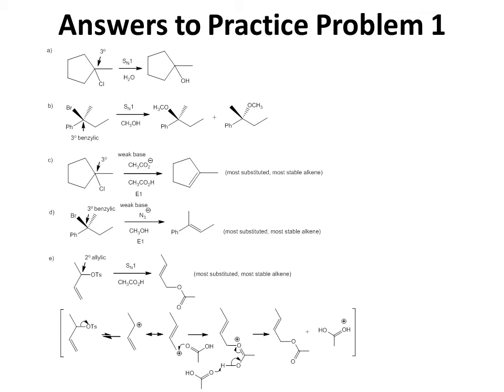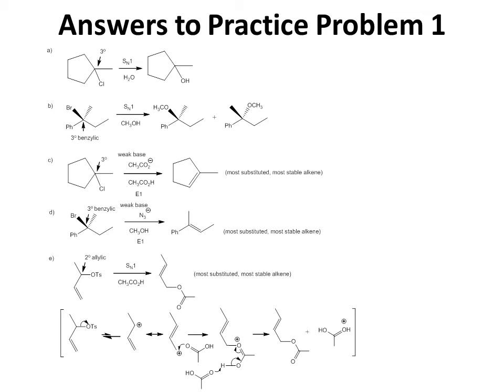Part E, we have a secondary allylic carbocation that can be formed. Tosylate is our leaving group. Our protic polar solvent is acetic acid. So replacement of tosylate by the acetic acid will not simply give us the product you might imagine, which is just the acetate attached to where the tosylate is. You have to look at this mechanistically because of resonance.